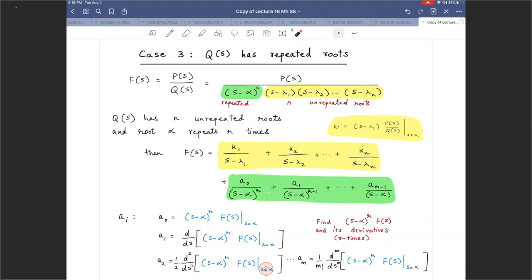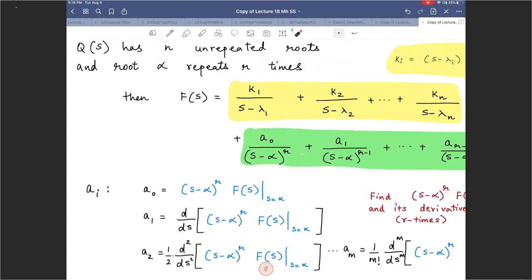So k sub i, we have already dealt with that. Now a sub i can be found by using these results. So a sub 0 can be found by multiplying F of s by s minus alpha raised to r and evaluating that at alpha. A1, same thing, but differentiate it with respect to s once. A2, differentiate it twice and multiply it with half, and so on.